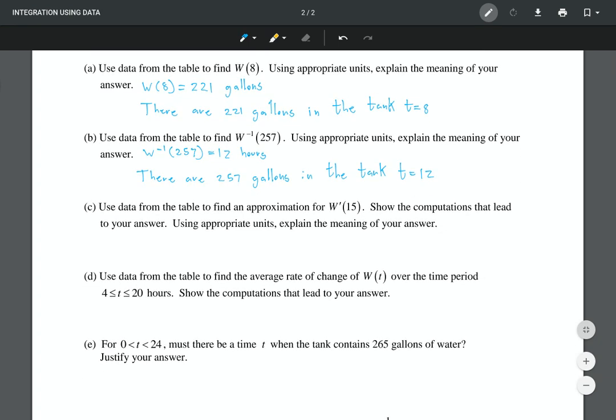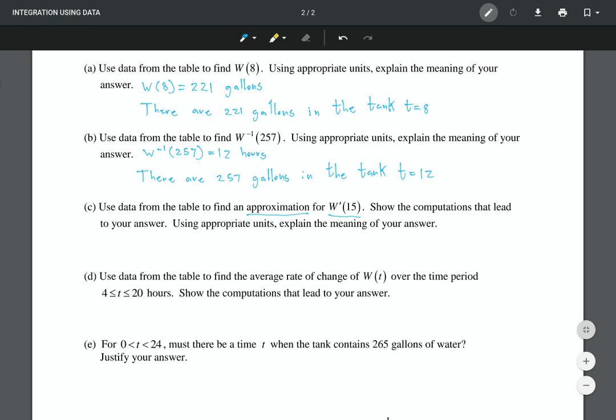All right, so let's get to the actual fun part. Now, it says use the data from the table to find an approximation, keyword approximation, of W prime of 15. Show the computations that lead to your answer. Use appropriate units explaining the answer and meaning. Okay, blah, blah, blah. Here's the deal.